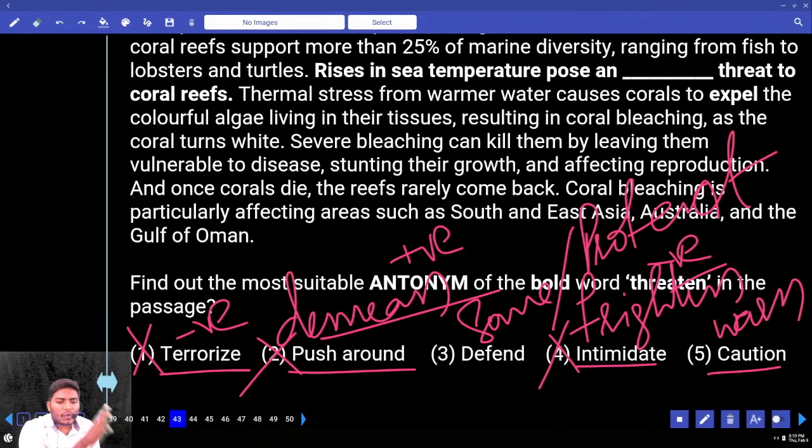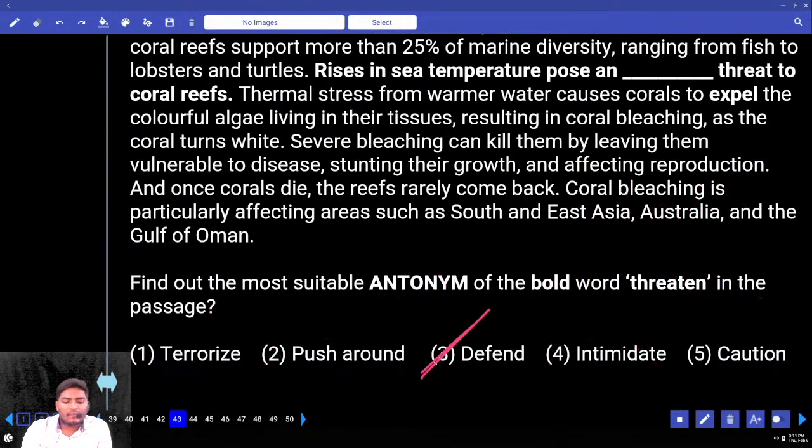Now, can we go with protect or can we go with warn? What is a positive word in these two? We can go with defend, protect, threaten and defend. Threaten is to show some danger to somebody and defend is to protect somebody.